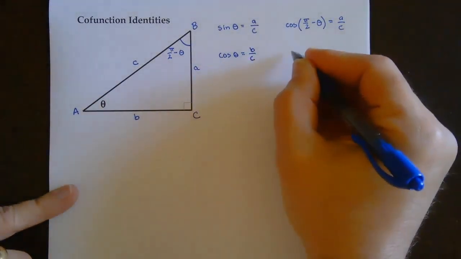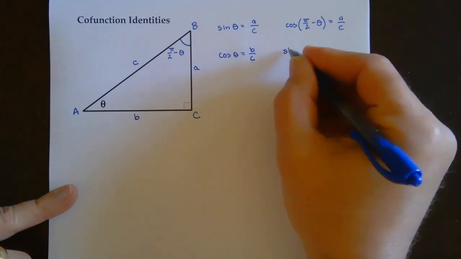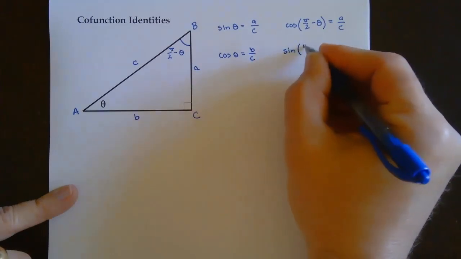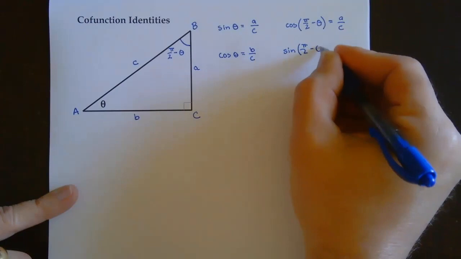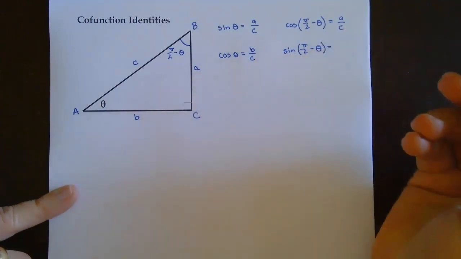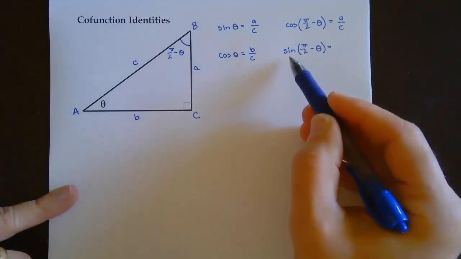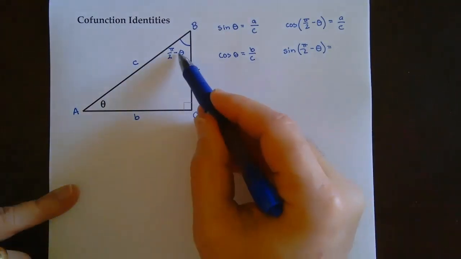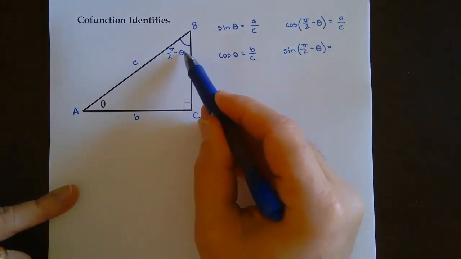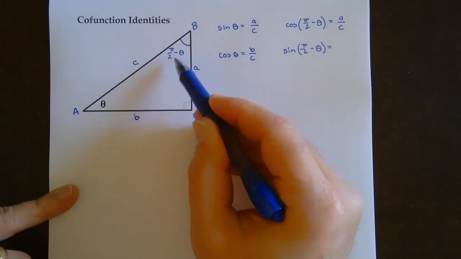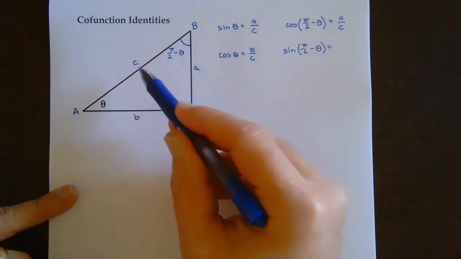Okay, and then I want to do sine of pi over 2 minus theta. So sine is the opposite leg over the hypotenuse. So for this angle right here, this is the angle we're at, right? The opposite leg is going to be B over C.